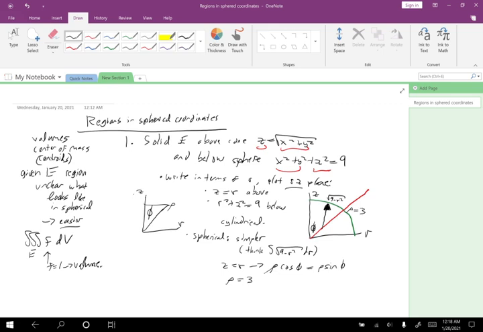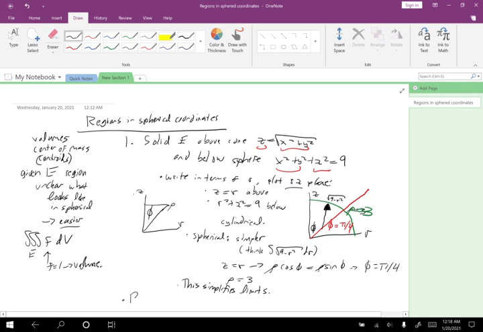And in the first one, if we cancel the rho's, we get phi equals pi over 4. So the green curve is then rho equals 3, and the red curve is then phi equals pi over 4. Okay, so we've simplified the limits. And now we just need ranges for the volume.